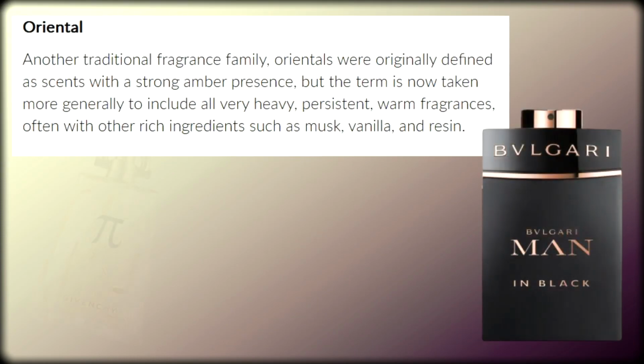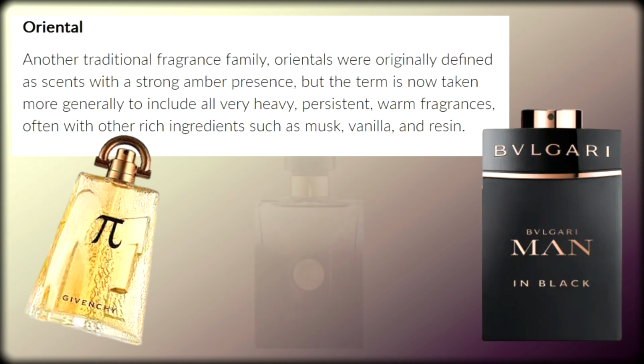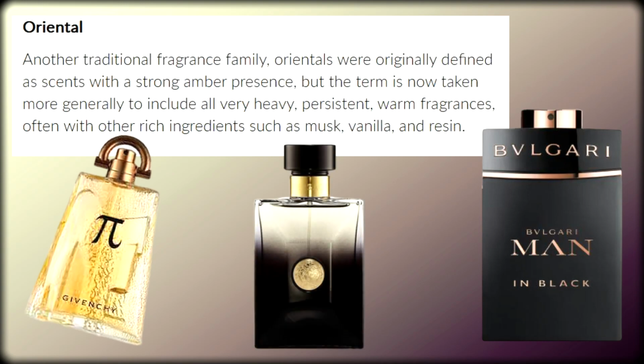An Oriental is another family of fragrances. They were defined as scents with a stronger amber presence. The term is generally now taken to include heavy, warm fragrances with rich ingredients like musk, vanilla, and resin. Bulgari Man in Black, Versace Eau Noir, and Givenchy Pi are some examples here.